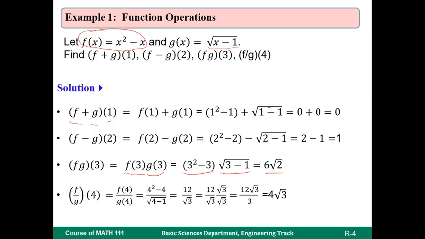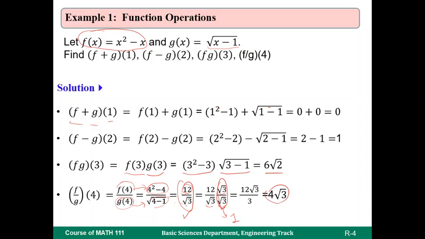Now for f over g of 4, you write f of 4 here, and then g of 4, you calculate this one, you calculate this one, and this will become 12, and this will become square root 3. Okay, this is the correct answer, but we can rationalize the denominator by multiplying by square root 3 on both sides. Mathematically it makes 1, so indeed it will change only the appearance. The mathematical value of this will be the same as this one.